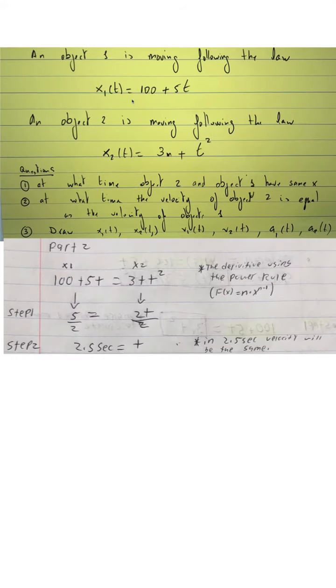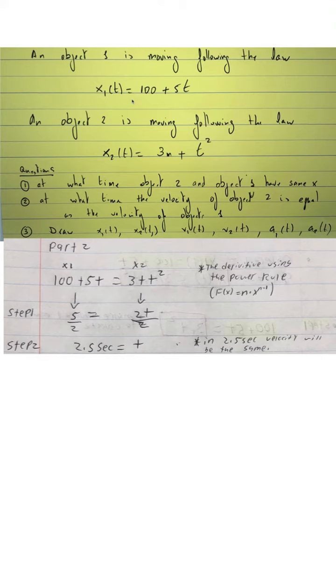Okay, so in this question, they want us to find at what time the velocity of object 2 is equal to the velocity of object 1. So to do this, we make object 1 equal to object 2, and we find the derivatives.